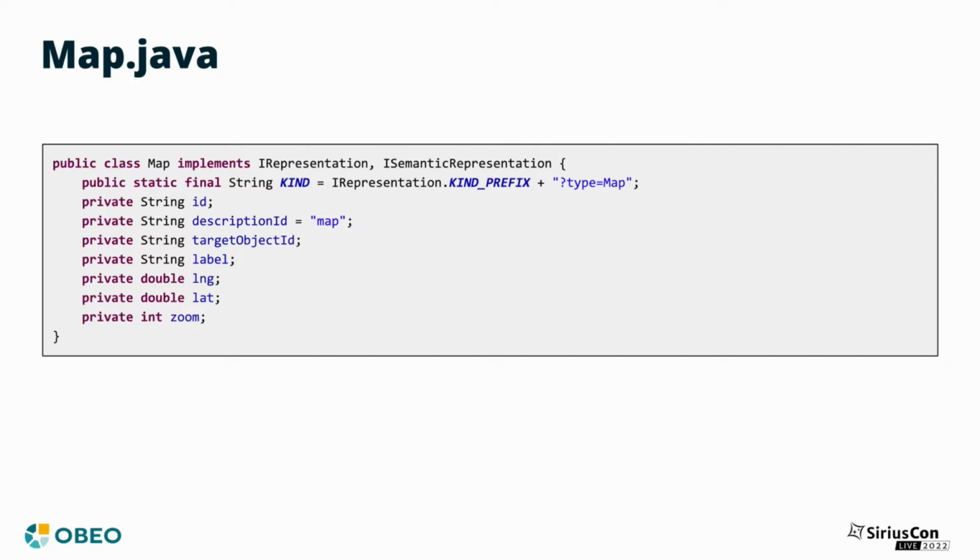I need to create the data structure of my representation, so I need an identifier, the identifier of its description, the identifier of the object on which the instance will be created, a label, and then I can add any data that are relevant to my representation. So here, GPS coordinates, zoom level. For a diagram, we have all the nodes, edges, and tons of other pieces of information.